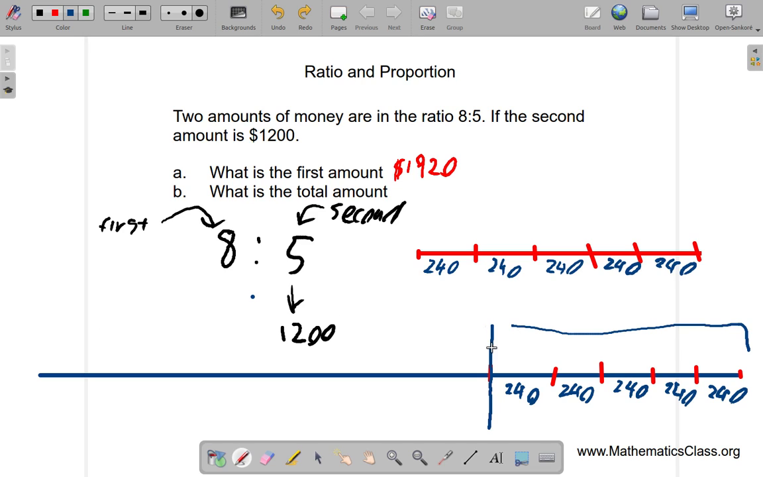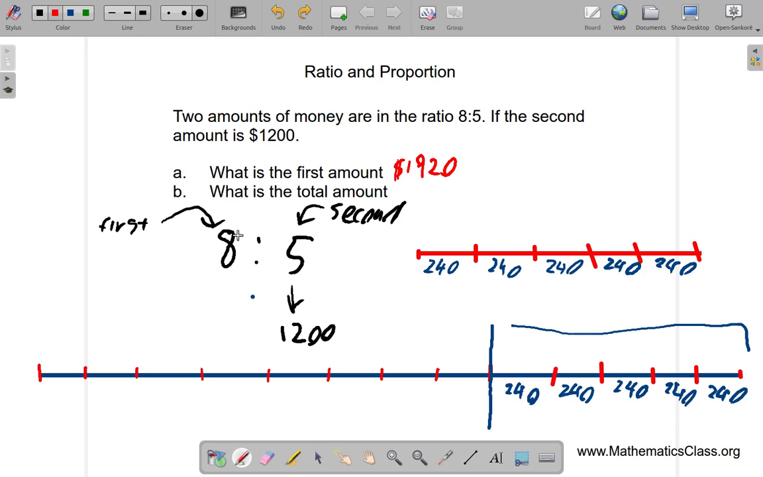Over here is the first part, and it consists of 8 parts. The first part of the money consists of 8 equal parts. So what you have is 1, 2, 3, 4, 5, 6, 7, 8 equal parts.